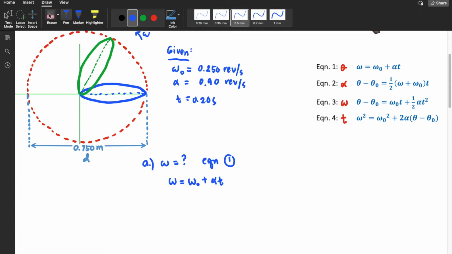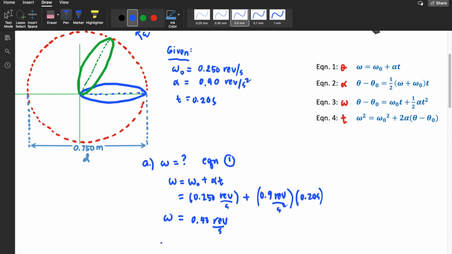Okay, so ang tendency is that you'll have here 0.250 revolutions per second, and then you'll have plus 0.90 squared, I forgot to put squared, revolutions per second squared times 0.2 seconds. 0.43 revolutions per second. Okay, so here, gikan sa 0.25, nahimo siyang 0.43.